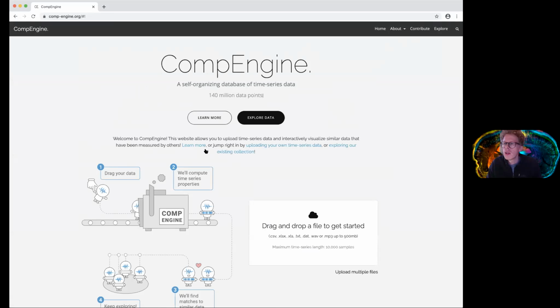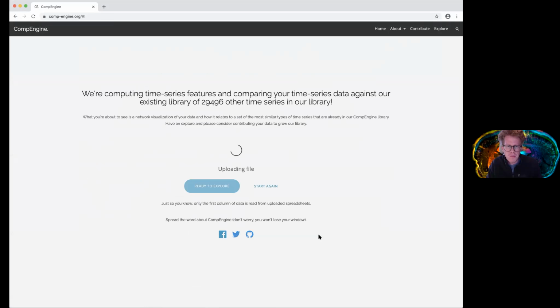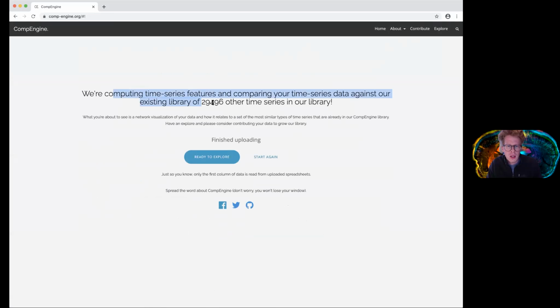I was going to show you, maybe I will quickly show you. Like if I drag a piece of data, this is what it does. It uploads the data. It's on the server, computed those 22 features and found the neighbors.